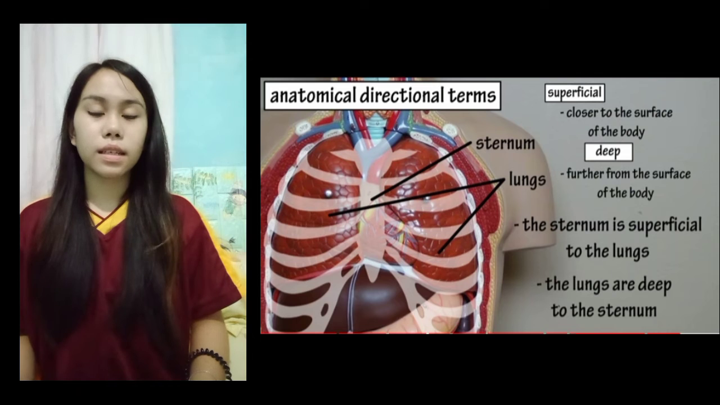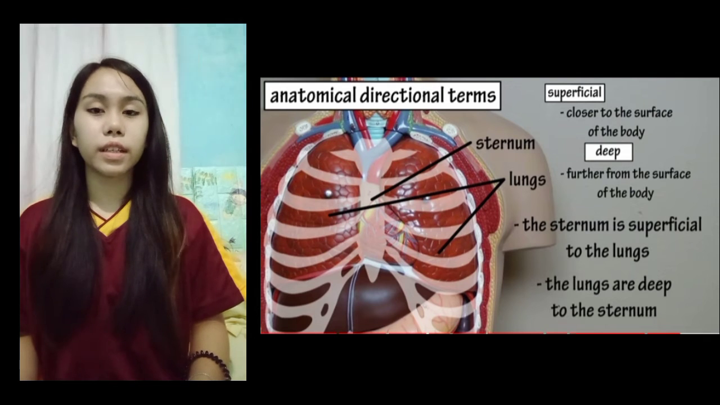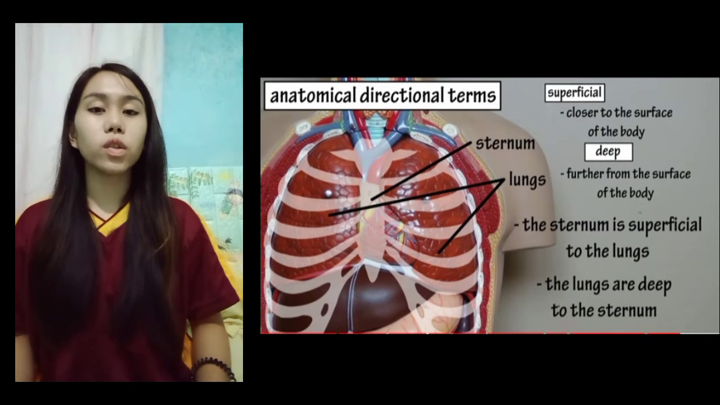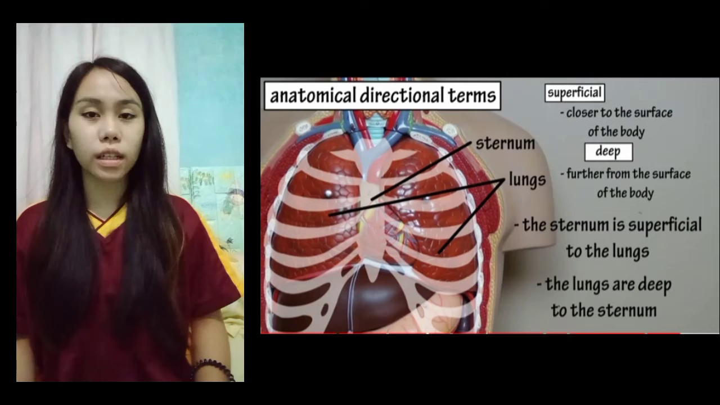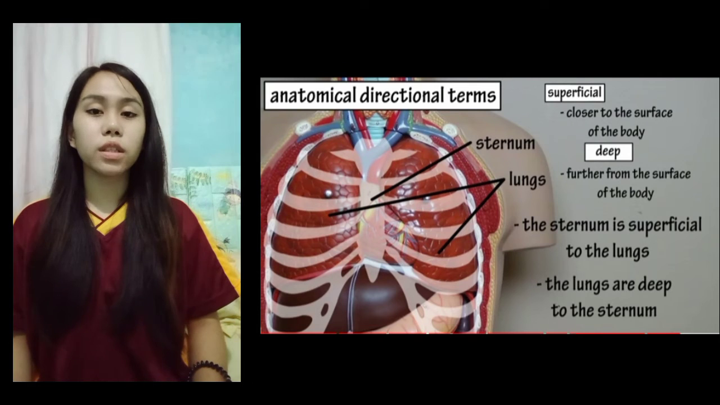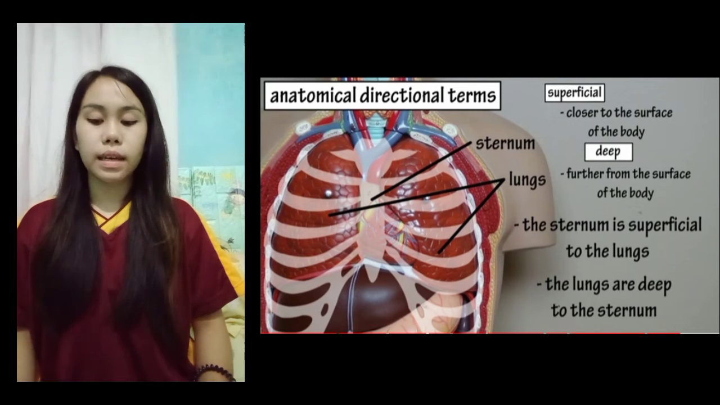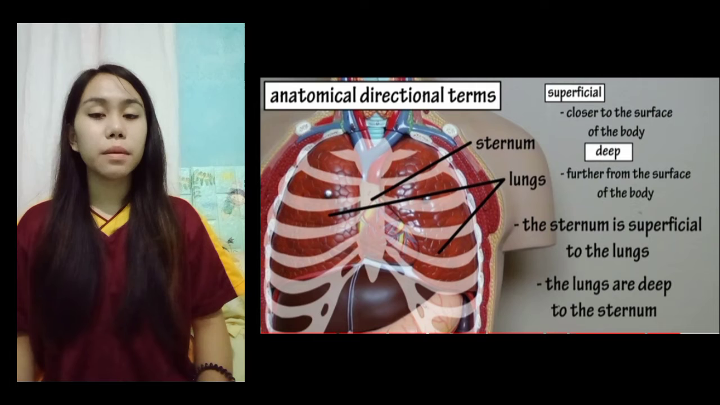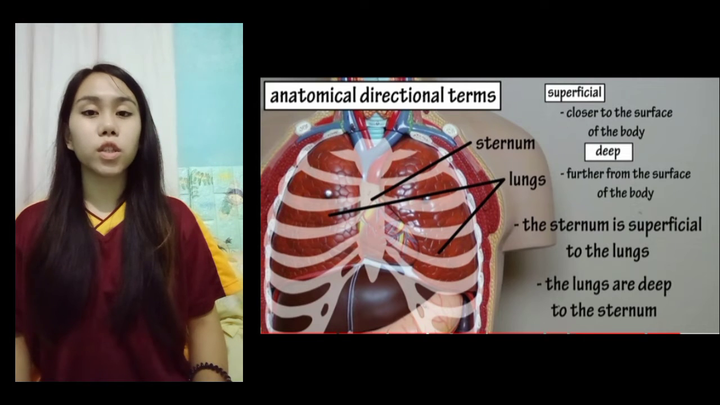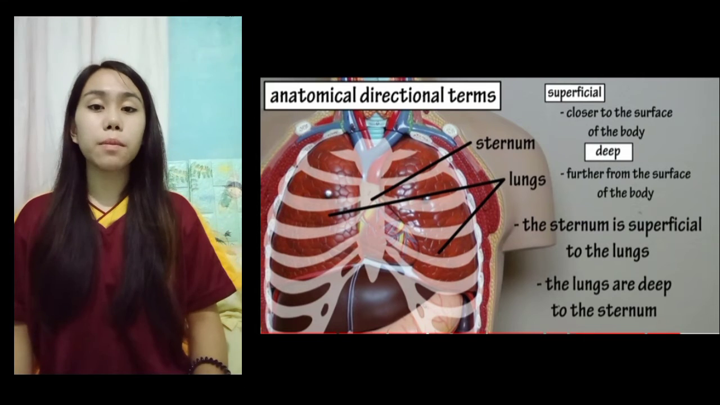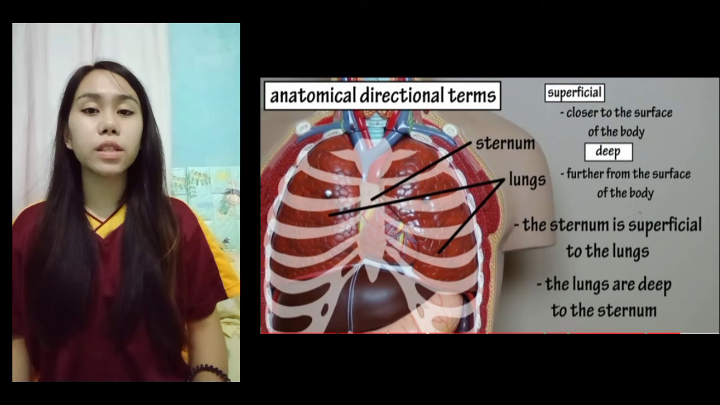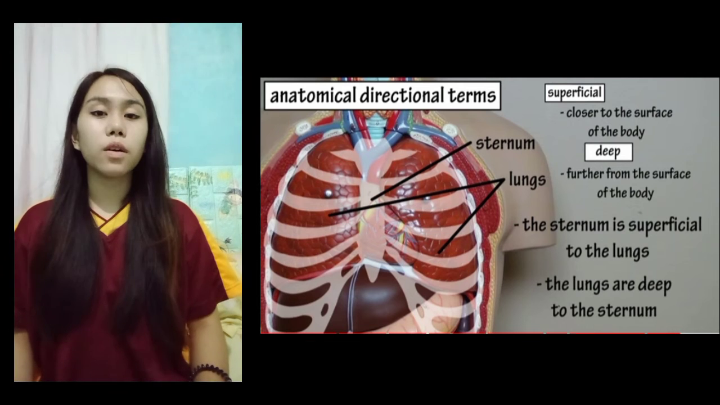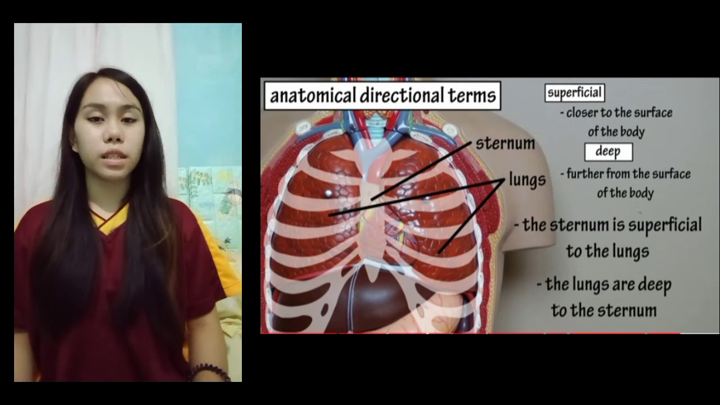Next is external and internal. External is also known as superficial, which means closer to the surface of the body, and deep or internal means farther from the surface of the body. An example of this is the sternum and the lungs. The sternum is superficial to the lungs, while the lungs are deep to the sternum.